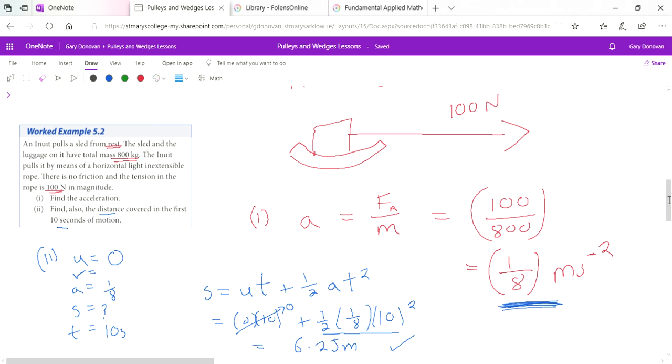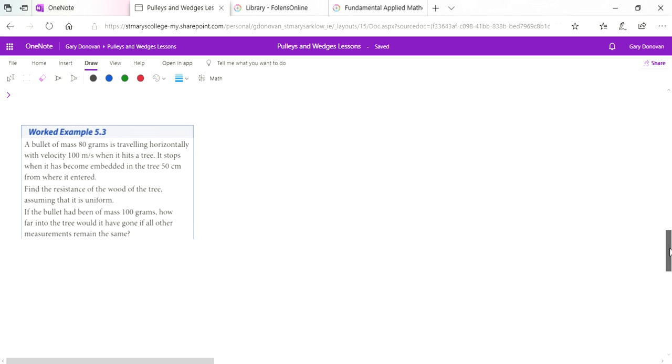Okay, I'm going to actually try one last question here, again from Folens on page 69. We have a bullet of mass 80 grams traveling, my pen seems to have broke. A bullet of mass 80 grams is traveling with a velocity of 800 meters per second when it hits a tree. It stops when it becomes embedded in the tree 50 centimeters from where it enters. So let's just have a look at this.